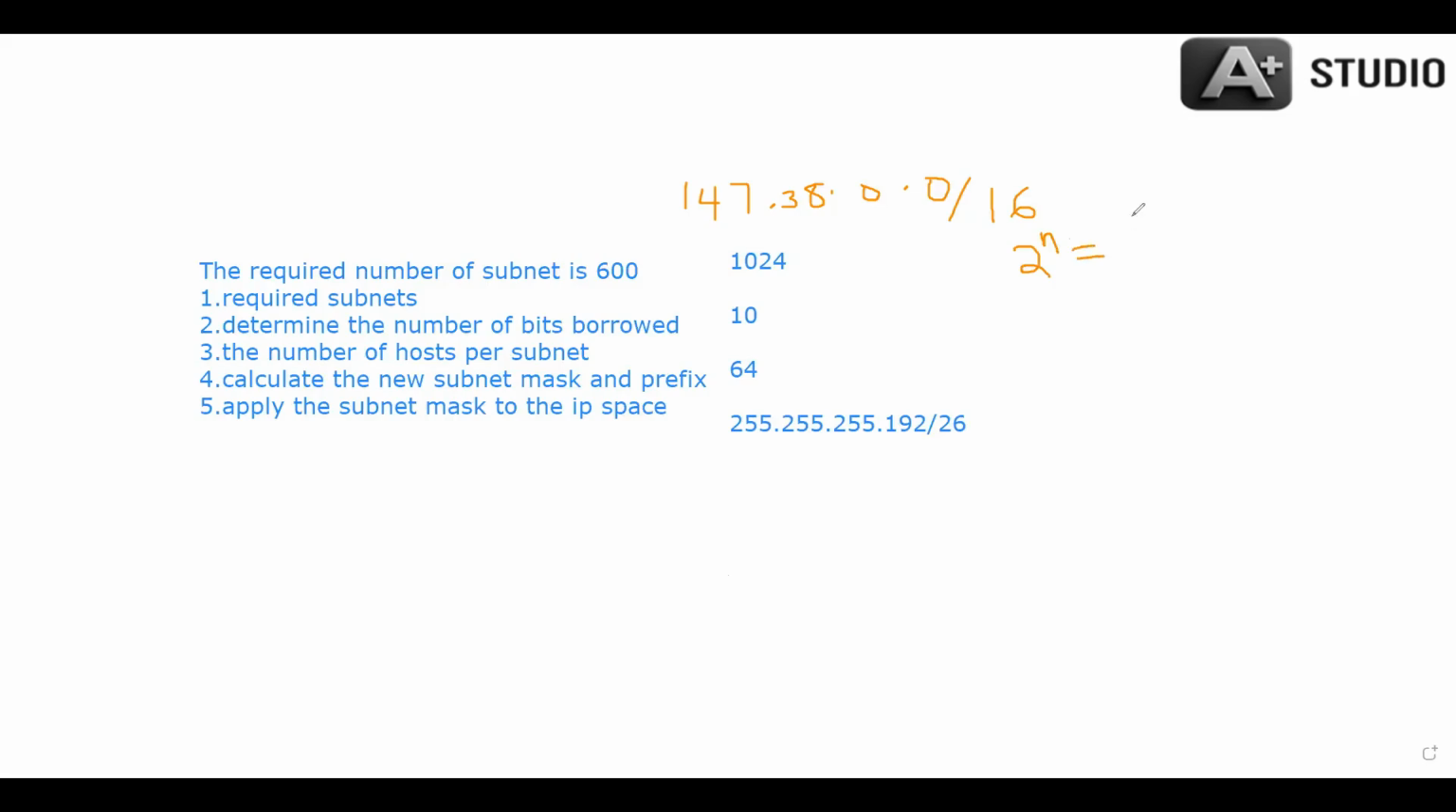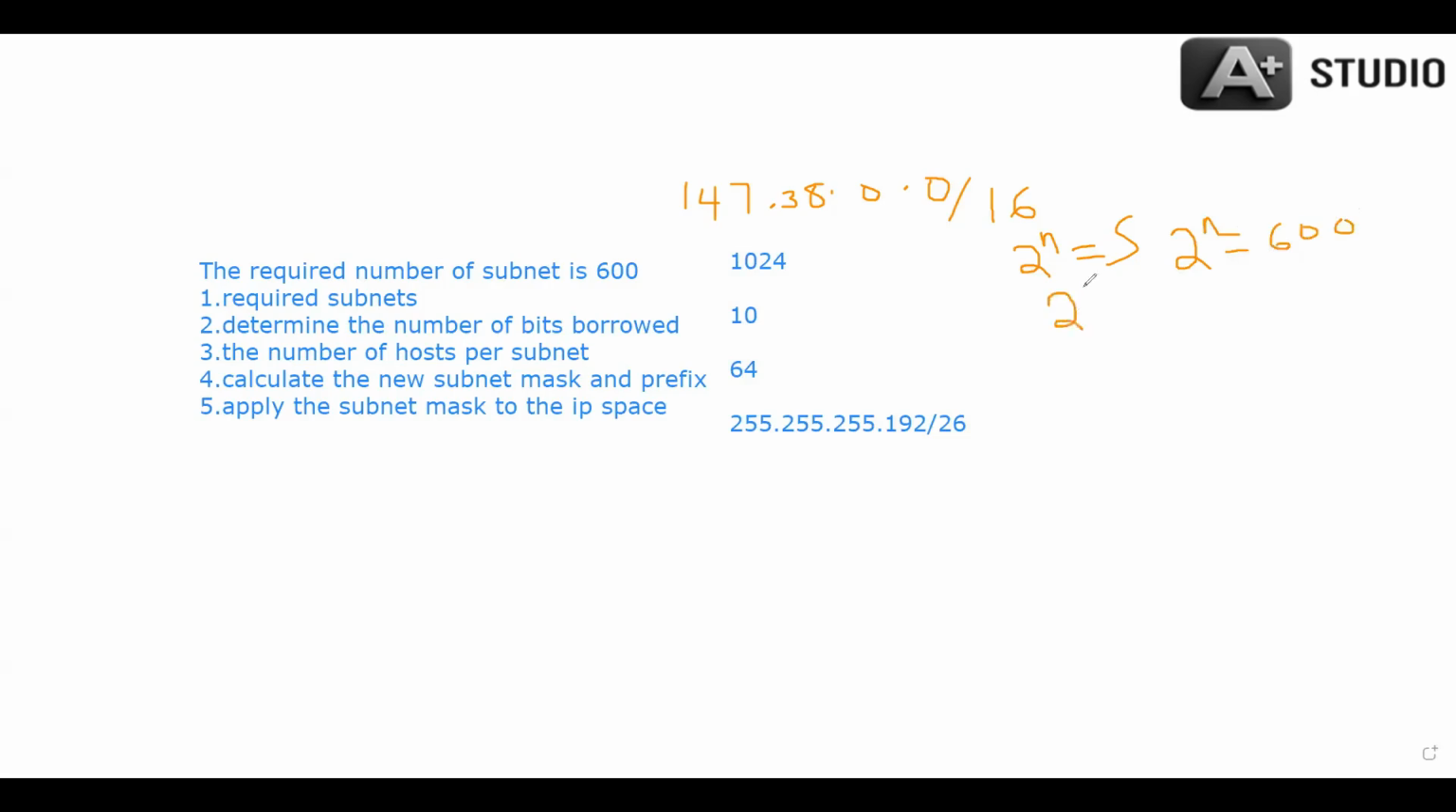It should be equal to what? The subnet, that is x, here becomes 2 to the power n, which is equal to 1024. Sorry, it should be equal to 600.